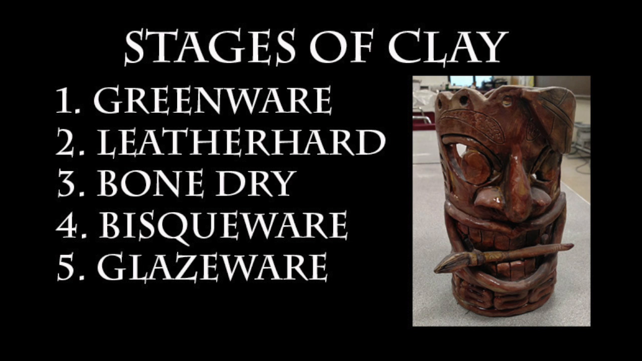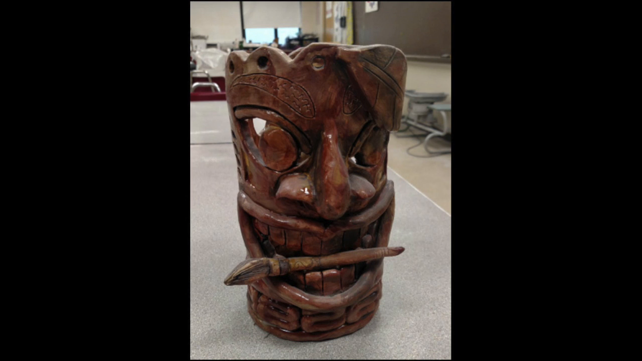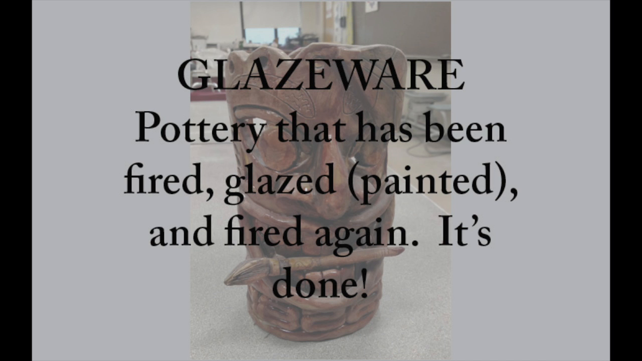Now that we've talked about that very important safety rule, we can talk about the last stage of clay. When you get your bisqueware back, you will glaze it. When you're done glazing it, you will put it back on the shelf in the kiln room, and I will fire it. After it's been fired, it's called glazeware. It's done and ready to be used.